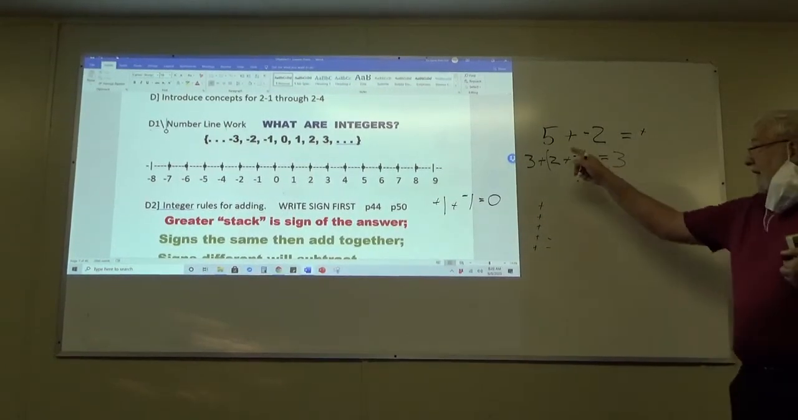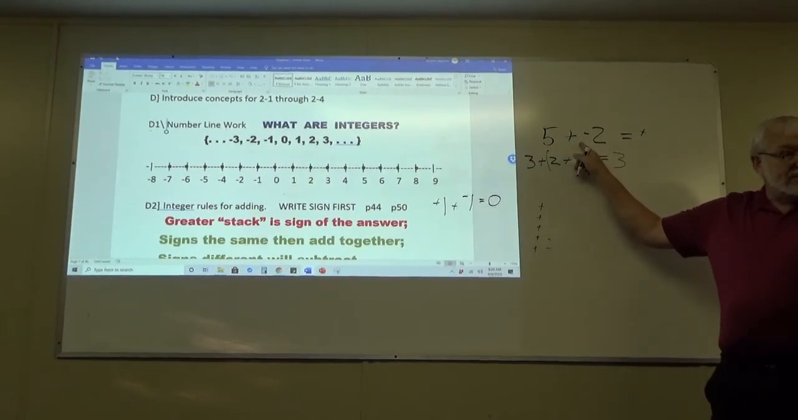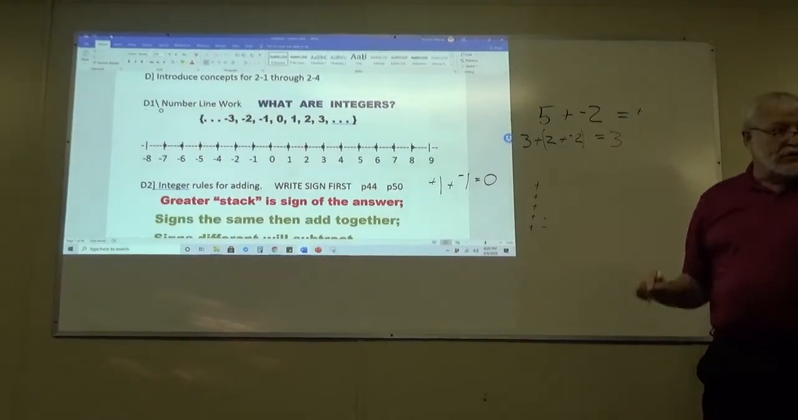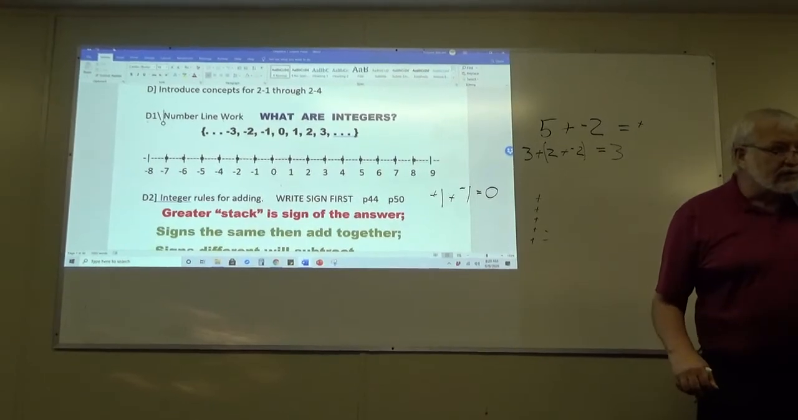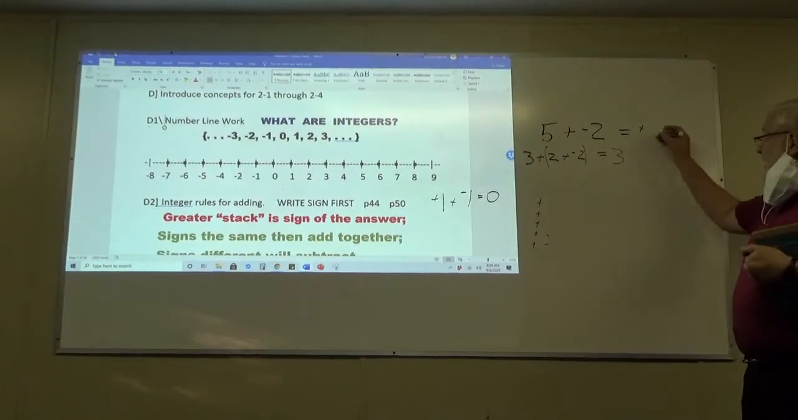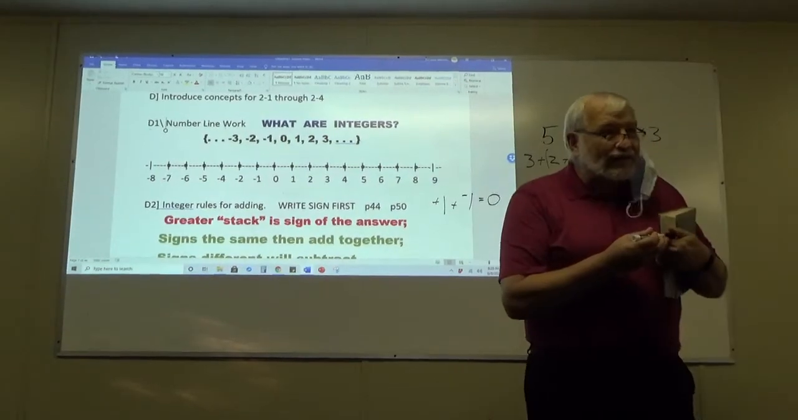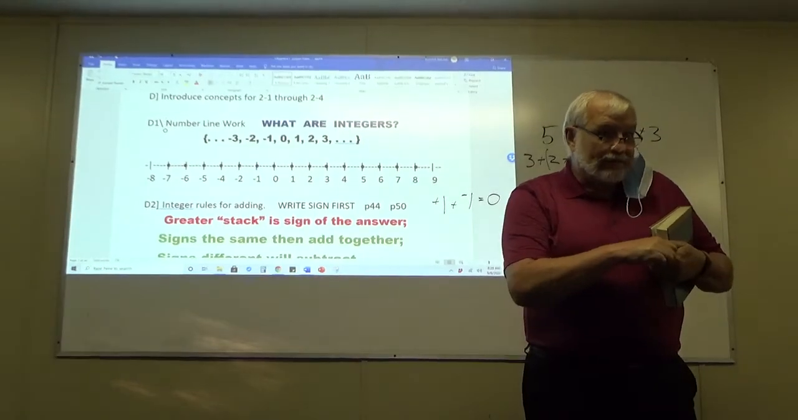All right? If these are different, I'm going to end up making some zeros. Which stack is taller? A 5 or a 2? The 5. By how much? 3. That's subtracting. So if the signs are different, you're going to subtract and use the sign of the bigger stack. All right, that's all it is.